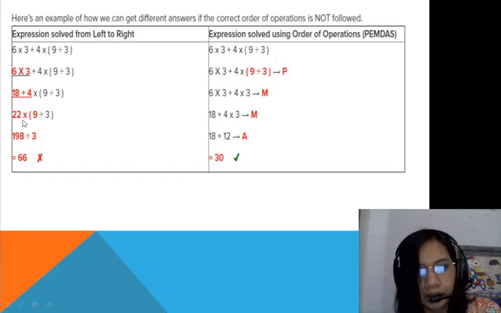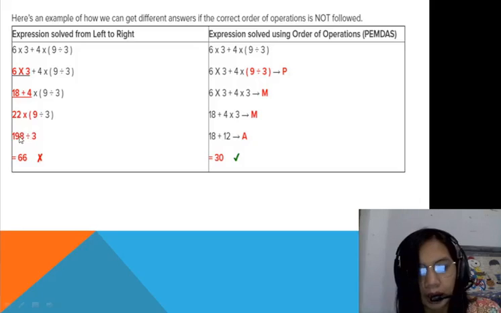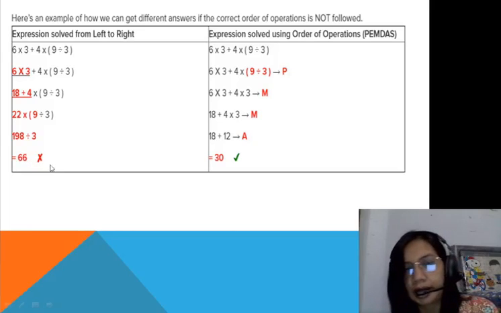So 22 times 9 divided by 3 equals, look at this, 22 times 9 is 198, divided by 3. This is from left to right. Okay? Equals 66.